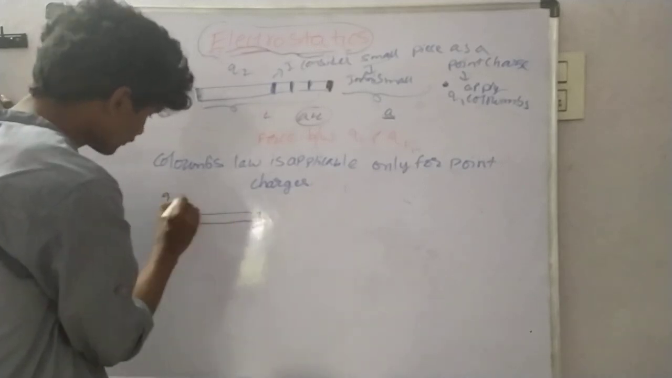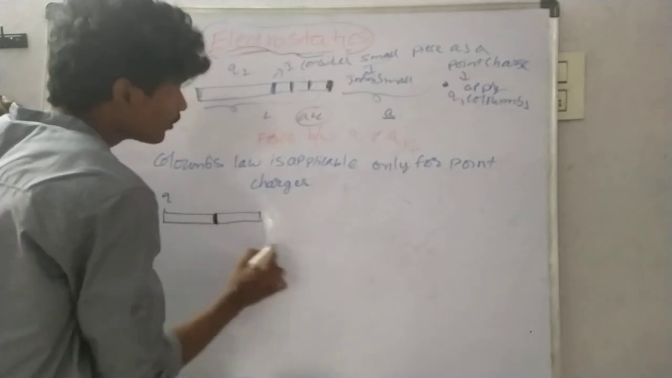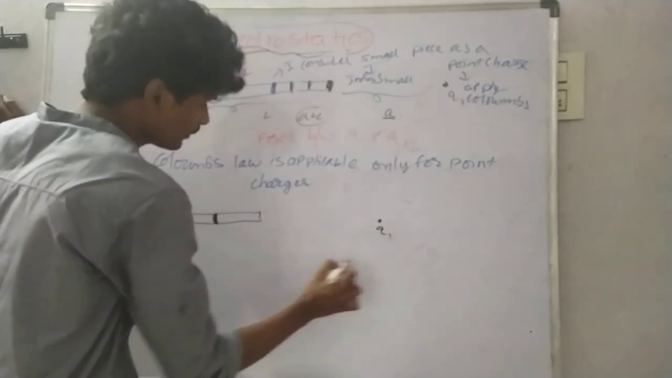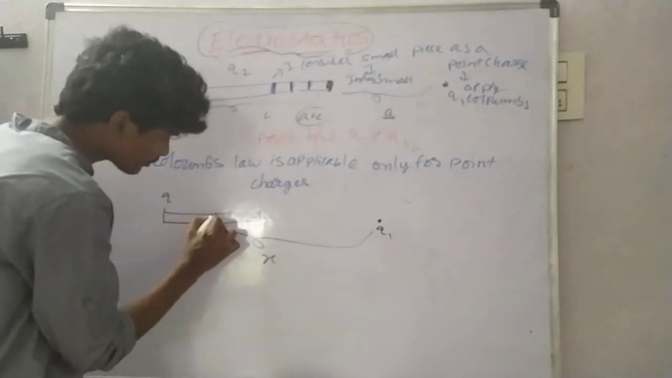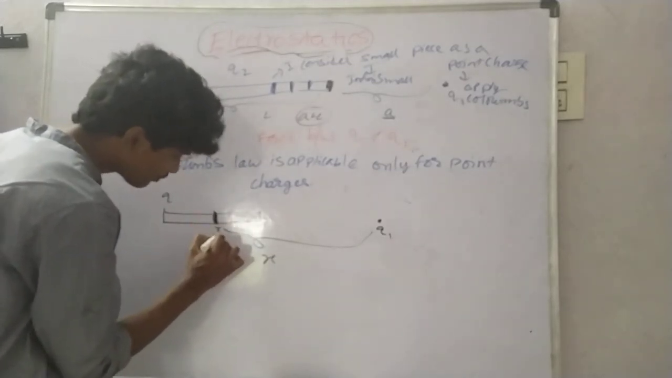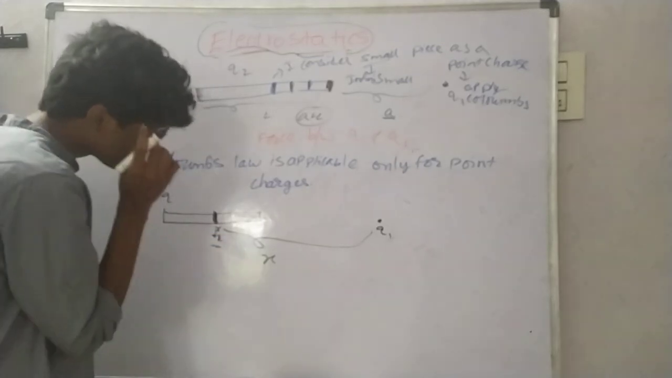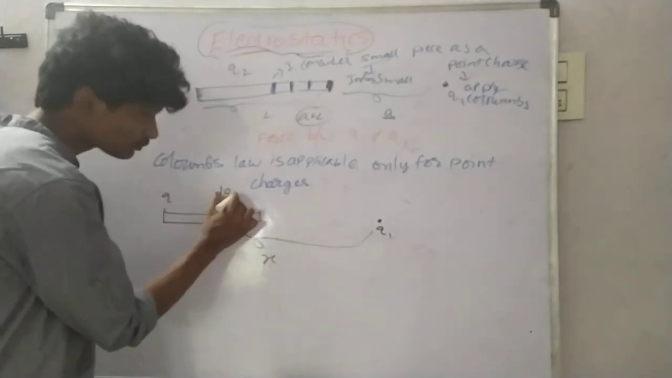This is my charge Q. So I'm just considering a small piece at a distance of x from the charge Q1. If this is Q1, at a distance of x, there is a small charge. So what is the thickness of this small charge? This will be dx, because this is infinitely small. Now the charge on this small element dx will be equal to dq.